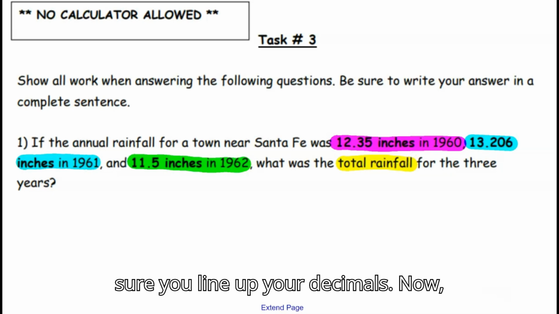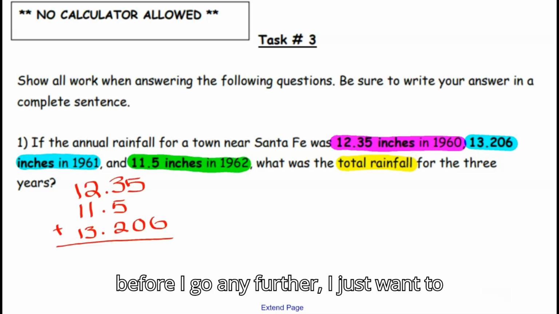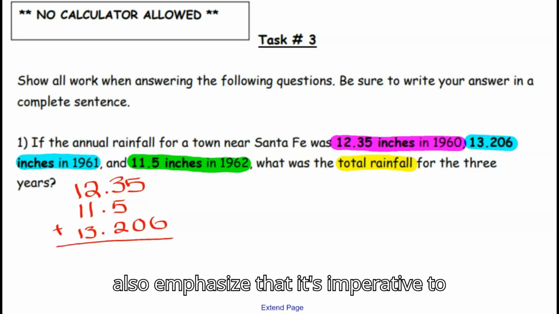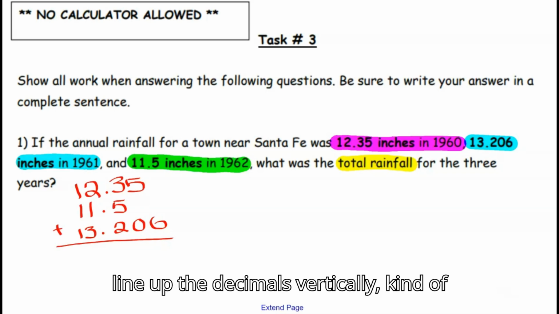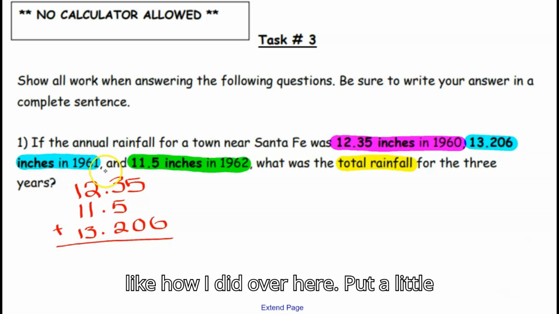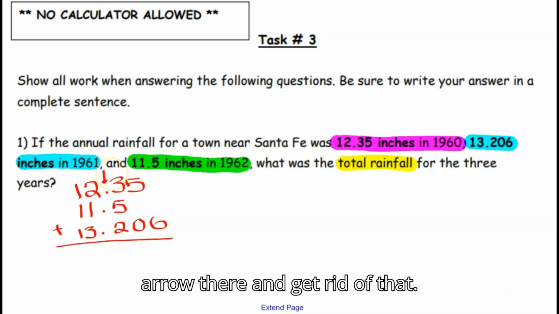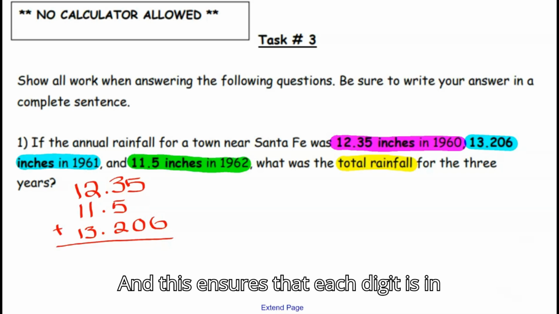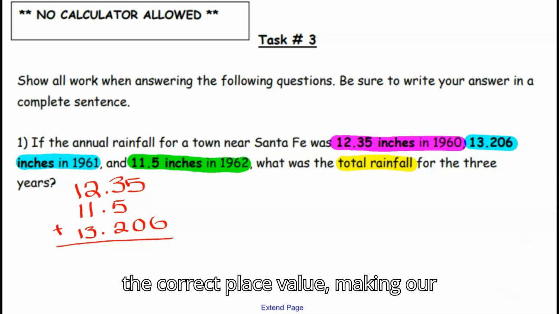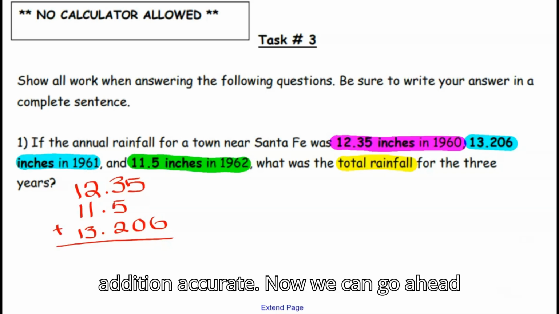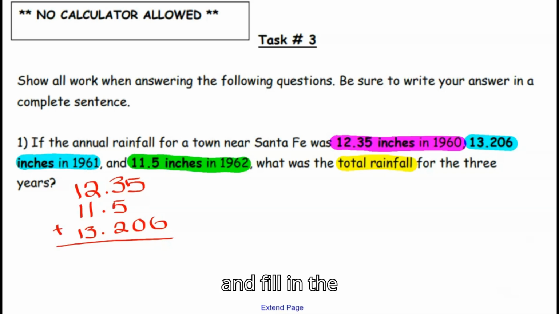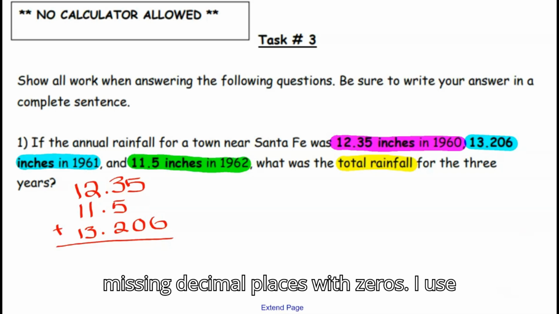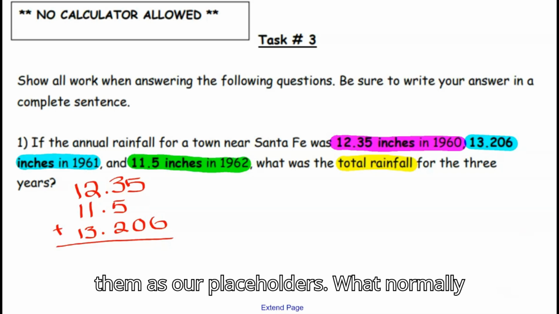your decimals. Now, before I go any further, I just want to also emphasize that it's imperative to line up the decimals vertically, kind of like how I did over here. Just put a little arrow there. Get rid of that. And this ensures that each digit is in the correct place value, making our addition accurate. Now we can go ahead and fill in the missing decimal places with zeros. I use them as our placeholders.